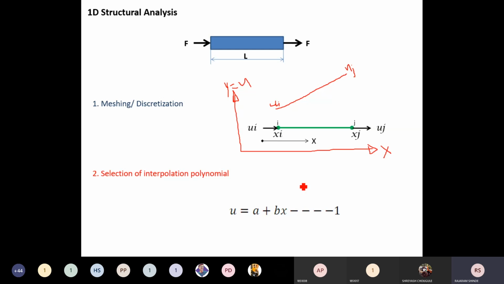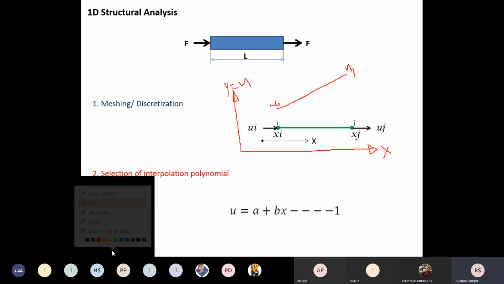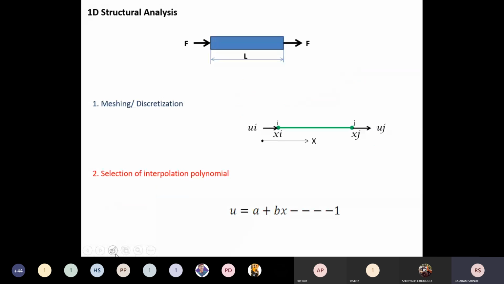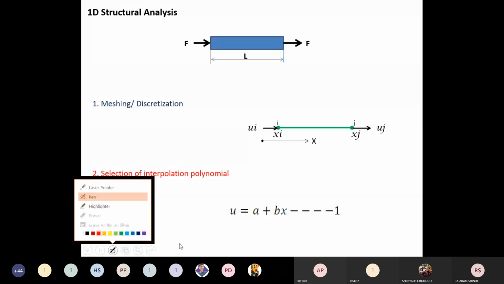Next one, if this is the interpolation polynomial, then see here, this equation should be satisfied at this I node and j node. If this is the variation of displacement, this displacement equation should be satisfied at I node and j node.